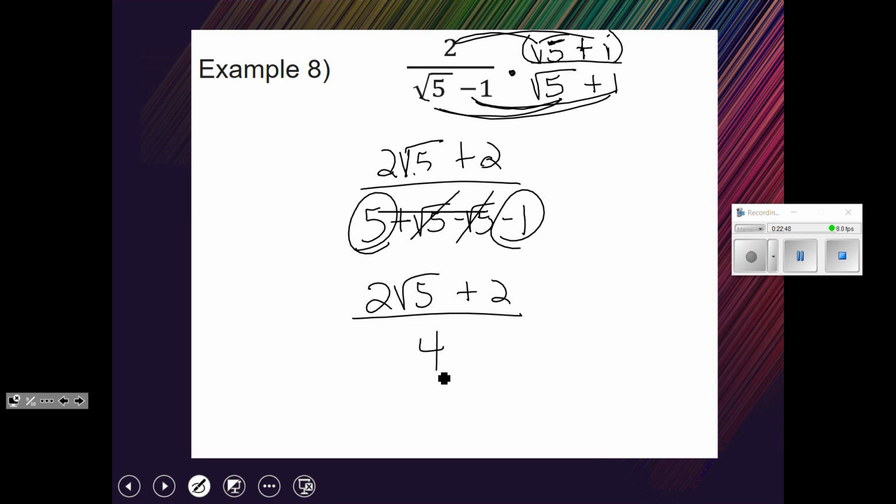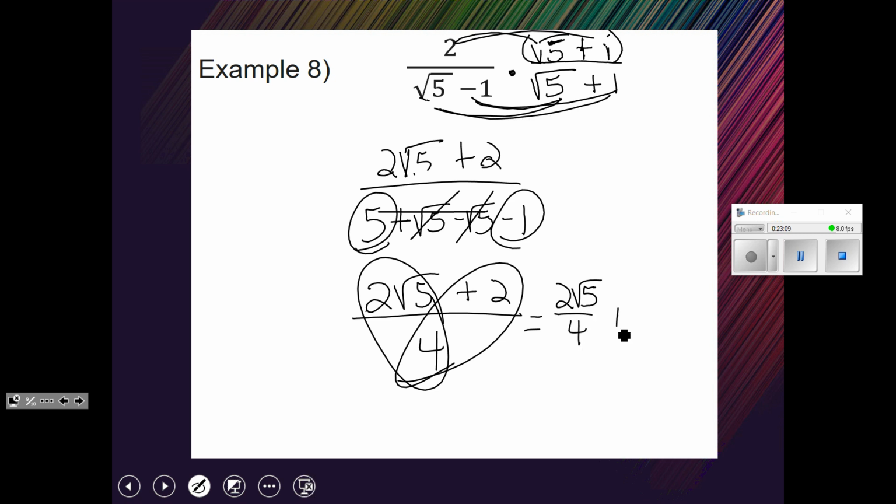Now my question is are you finished? Can anything simplify? And I would say yes, you can take a 2 out up top. Or if it makes more sense to you, you can divide this and then divide this. So this would be 2 square root of 5 divided by 4 plus 2 divided by 4. They're both being divided by 4. And now you can simplify.